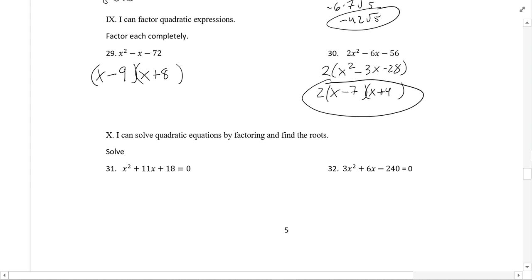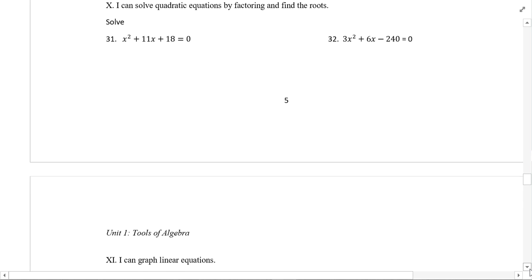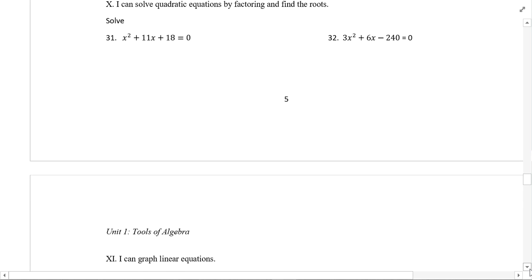All right, so topic 10. I can solve quadratic equations by factoring and finding the roots. So now we're actually solving for them. See how they're set equal to 0, which means now we want an answer for x. But we started off the same way. We say, okay, we have our 2 parentheses. We know the factors of x squared are x and x.